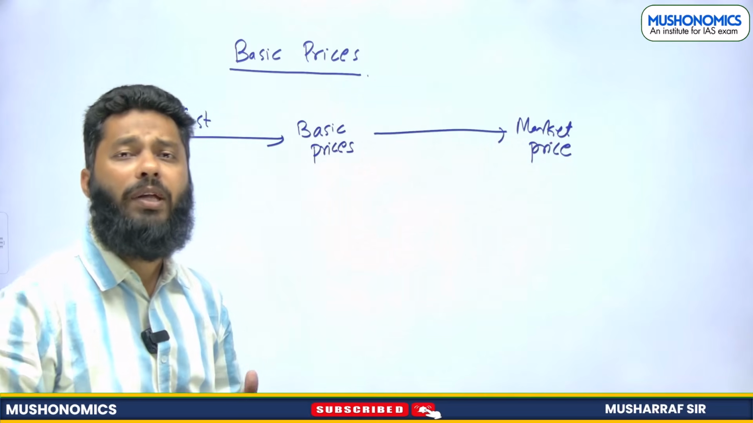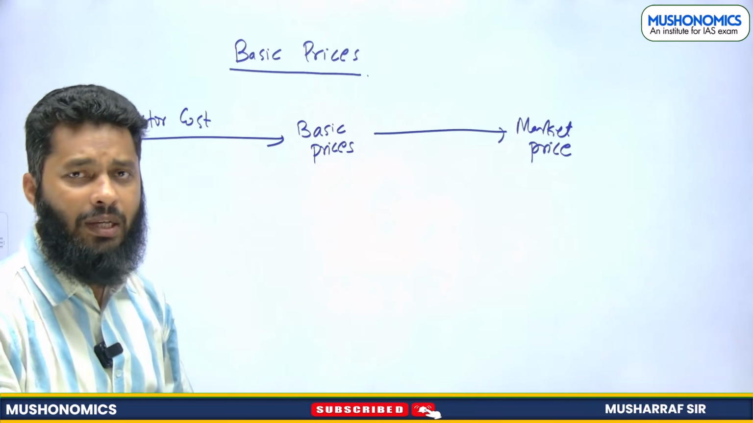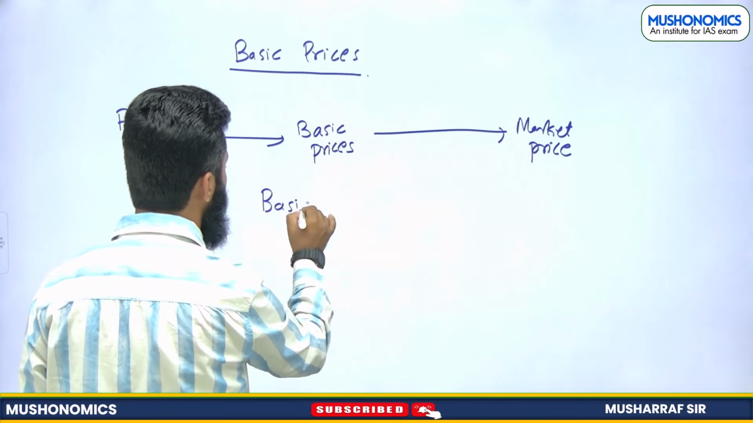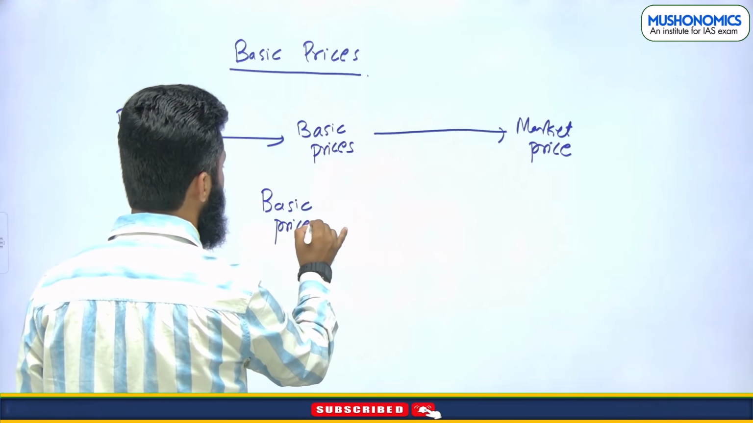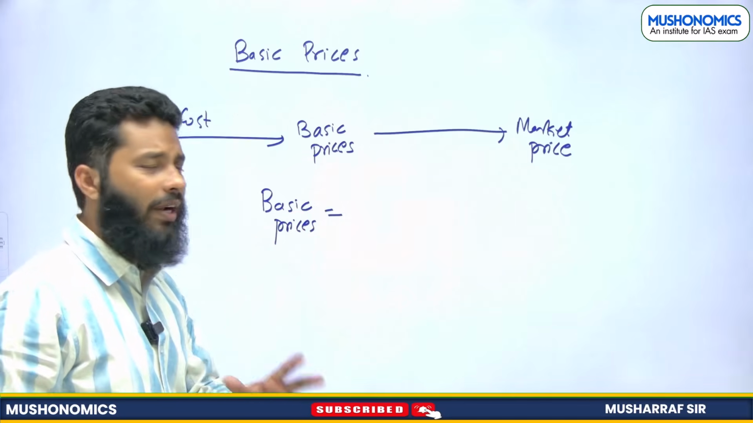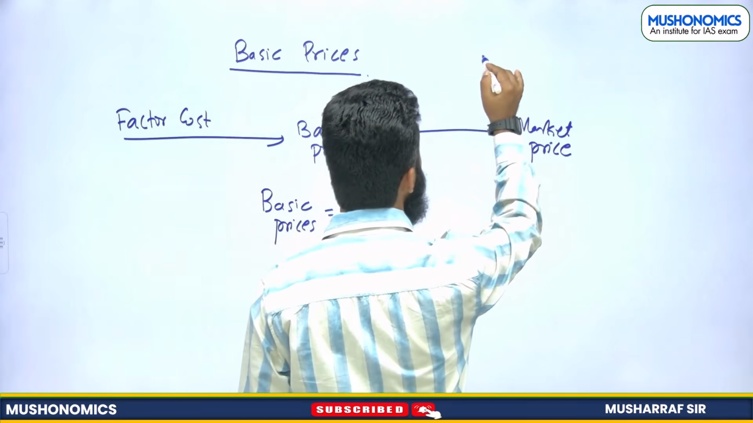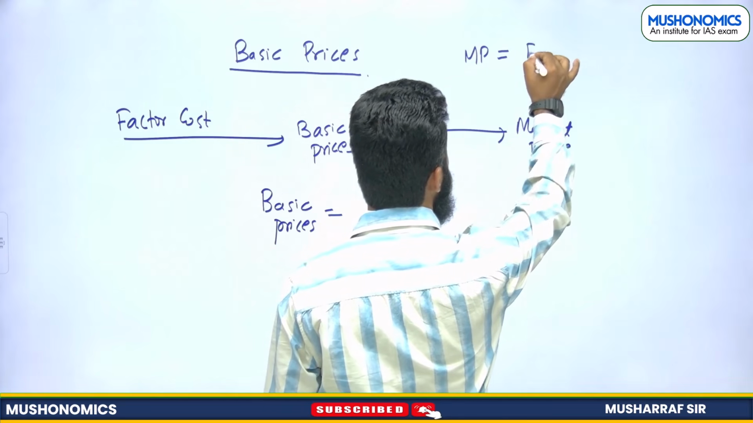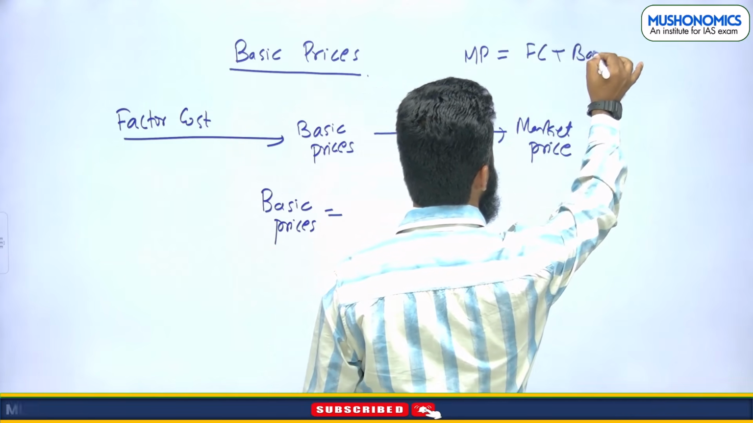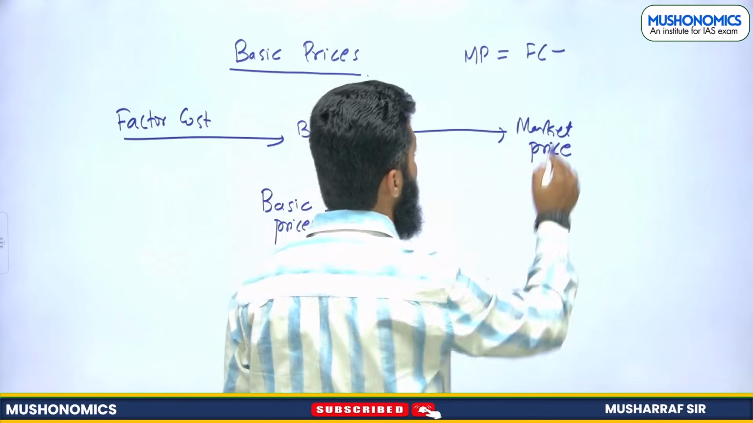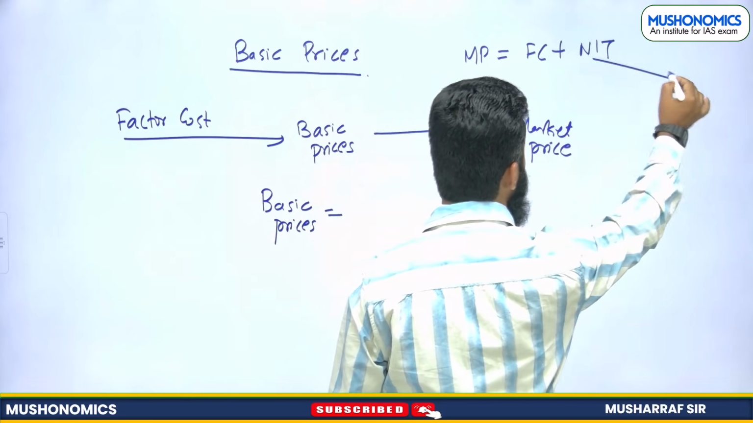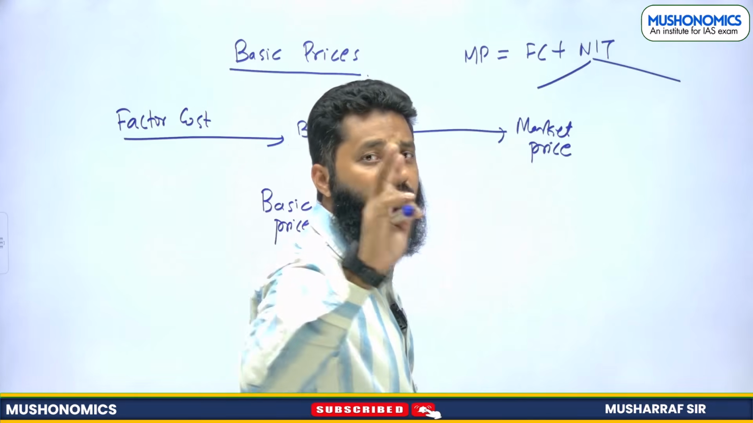So how do we obtain basic prices, that we have to understand. Basic prices are nothing but... Now we divide this tax, because what is the difference with market price? Market price is equal to factor cost plus net indirect tax. So this net indirect tax is being divided into two categories.